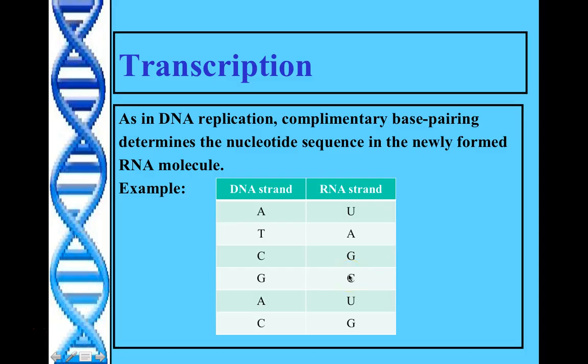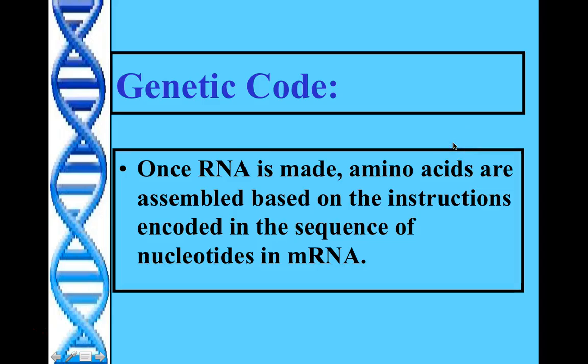So the only difference that we haven't talked about from replication is that anytime you would have added a T in the RNA side, you now add a U. But T from DNA can still bond with A. So once transcription is over, we now are going to start to move on to the next phase, which is translation.